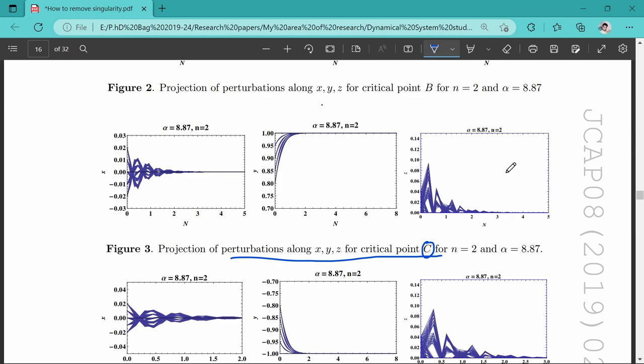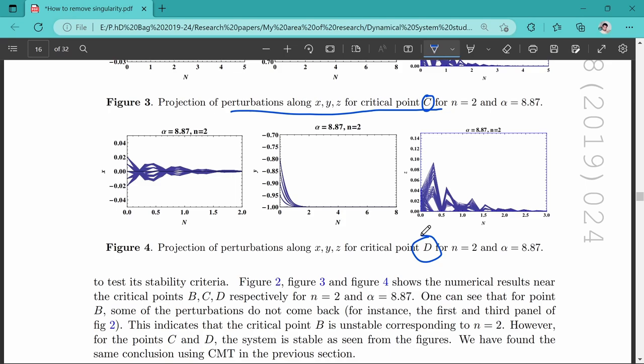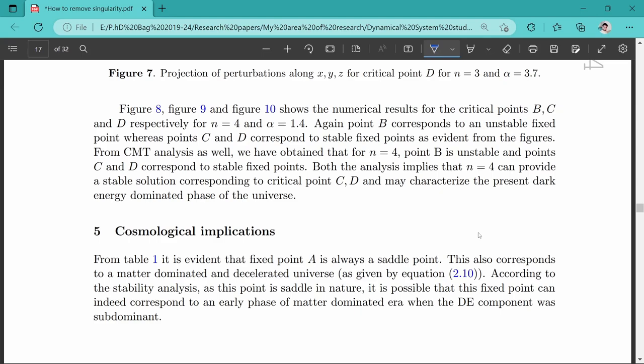Similarly for this d part, x is going to be 0, y is going towards minus 1, and z is going to be 0, so d is again unstable. This is the way to tackle any kind of power law potential. Suppose you have phi to the power 4 or phi to the power 6, you have to define lambda, invert phi in terms of lambda, and then redefine your dynamical system if there is any divergence.